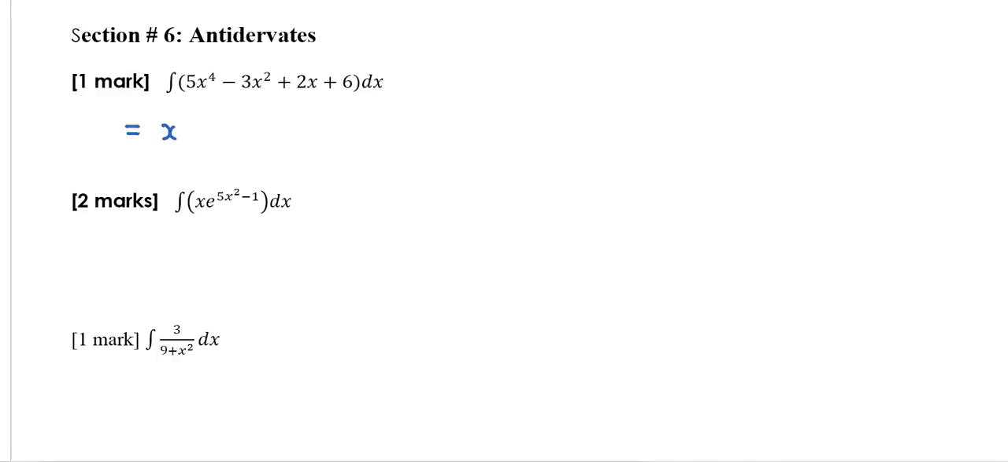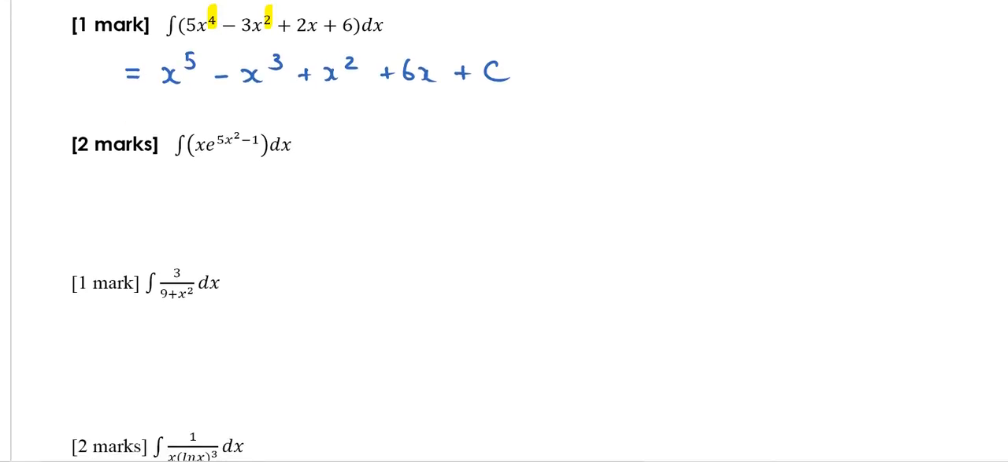So this will be x to the power of 5 minus x to the power of 3 plus x squared plus 6x plus c. Remember, we're just using the power rule, so for all your exponents just add 1 to them and then divide by your new exponent, and that's what you should get once you're all done.